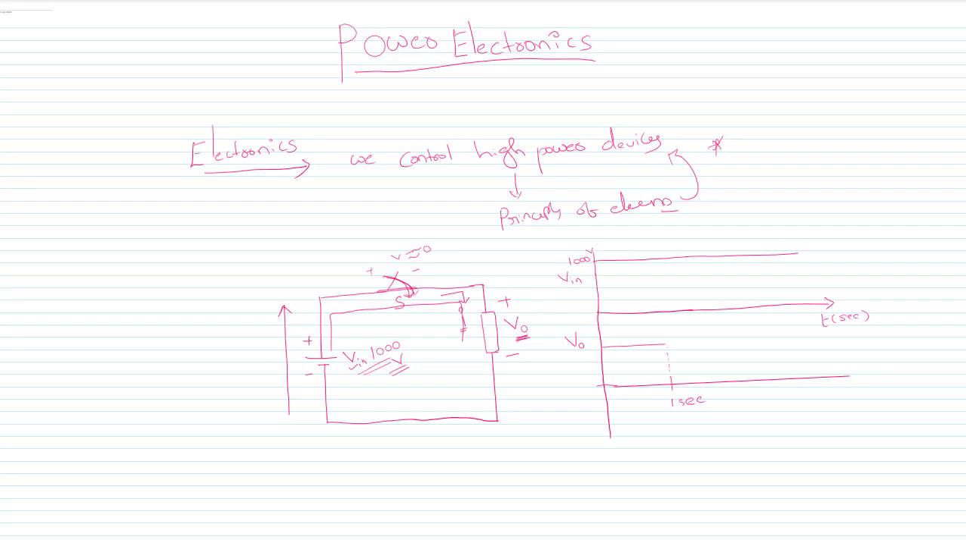Now after 1 second I instantaneously open the switch. When I open the switch, observe carefully, suddenly the current is not flowing, so the voltage across this will become equal to 0. So for the next 1 second, I have opened the switch such that the voltage here is 0. Now again for 1 more second you switch on and then switch off.